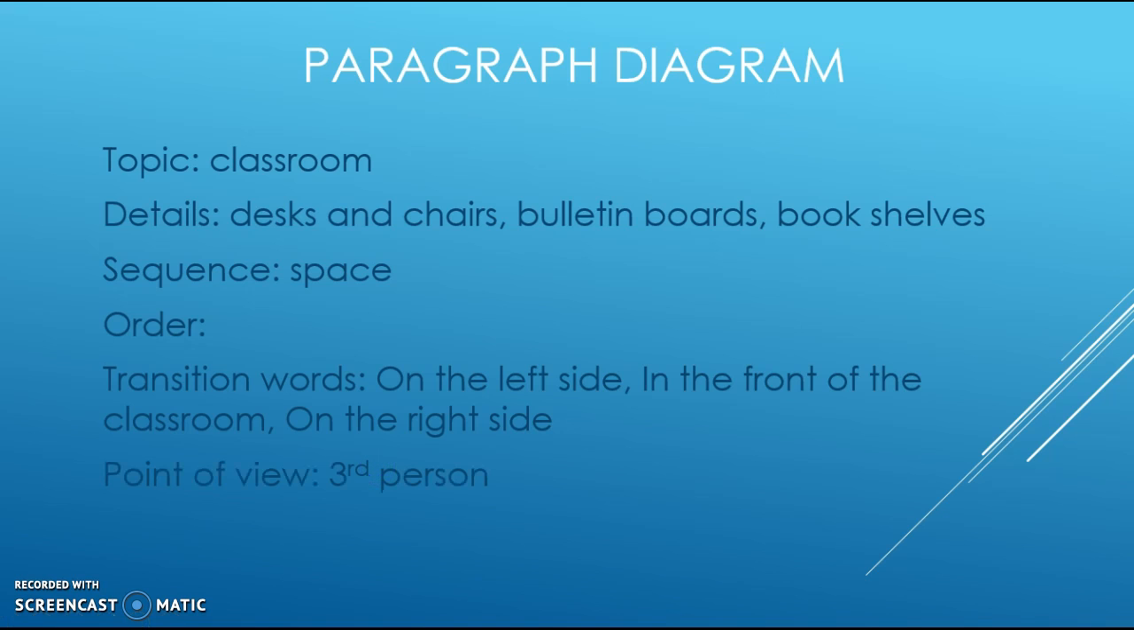Then we need to pick our point of view, which is number 6. I can choose one of 3 points of view. Am I talking about myself in this paragraph? No, the first person point of view would not be appropriate. Am I talking to the reader about the reader in this paragraph? No, so the second person point of view would not be appropriate. Am I talking about something other than myself or the reader in the paragraph? Yes, I am. I'm talking about the items in the classroom. So they're objects. They are something other than the writer and the reader of the paragraph. That means the third person point of view would be appropriate.